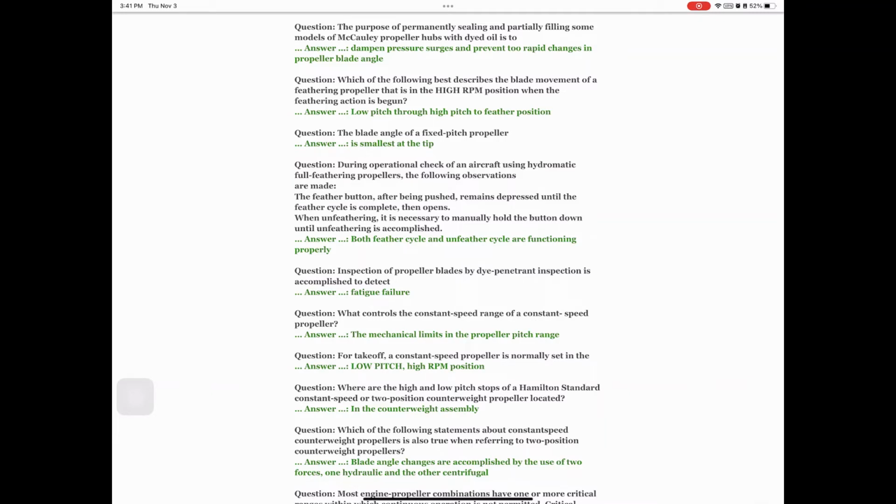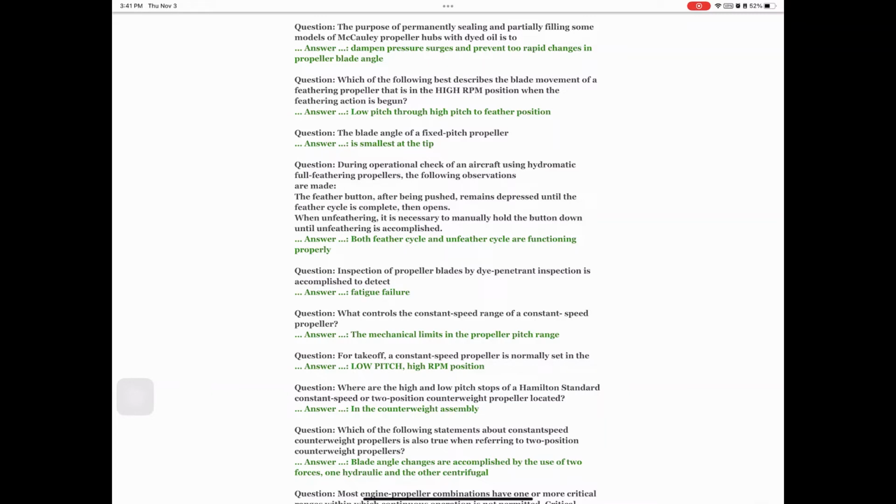Question: What controls the constant speed range of a constant speed propeller? Answer: the mechanical limits in the propeller pitch range. Question: for takeoff, a constant speed propeller is normally set in the? Answer: LOW pitch, high RPM position. Question: where are the high and low pitch stops of a Hamilton Standard constant speed or two-position counterweight propeller located? Answer: in the counterweight assembly.